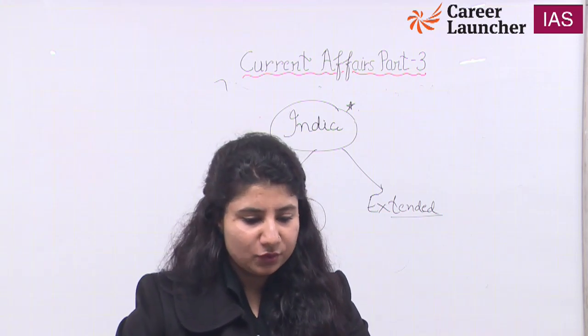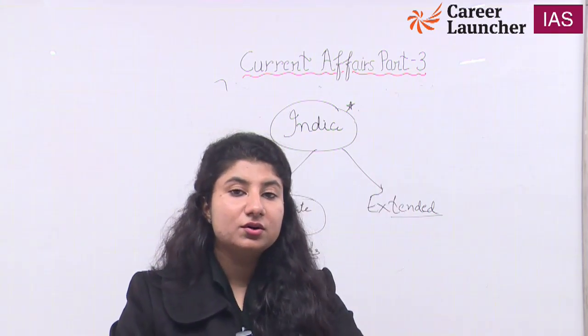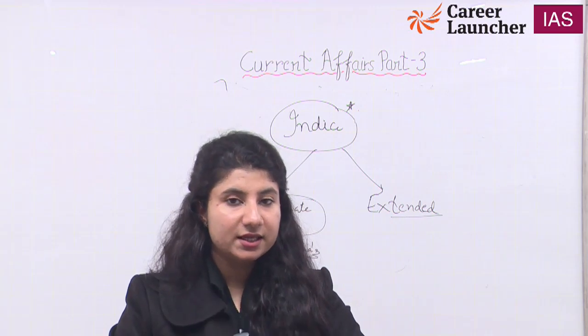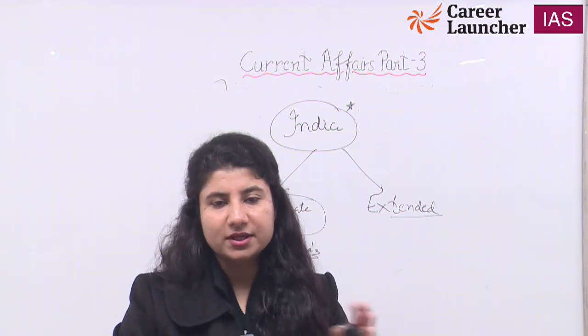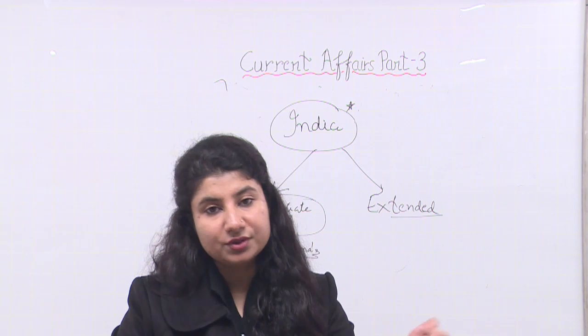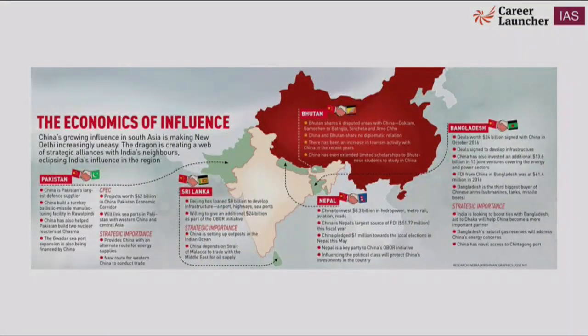The economics of influence, the China-Pakistan Economic Corridor. Because of this reason, India is saying that it is a blatant violation and a shameless action of intruding into my sovereignty. Then Sri Lanka, Nepal, Bhutan, Bangladesh. So strategically, China is everywhere. In the name of infrastructure, it goes in, then it establishes its military bases.